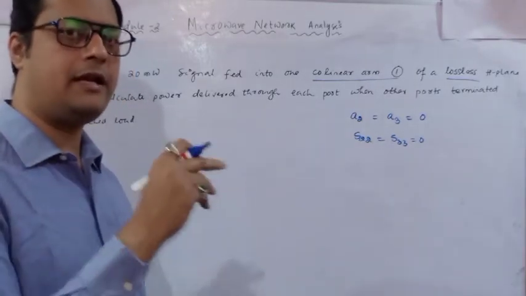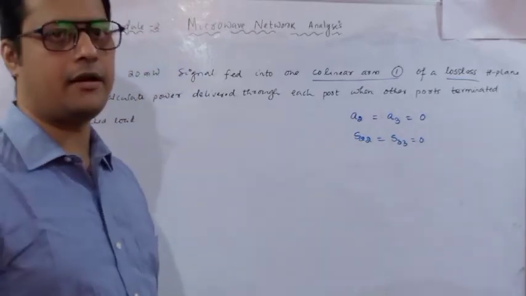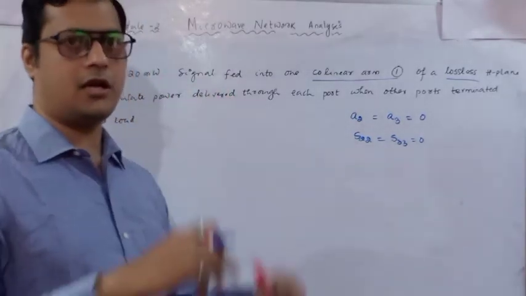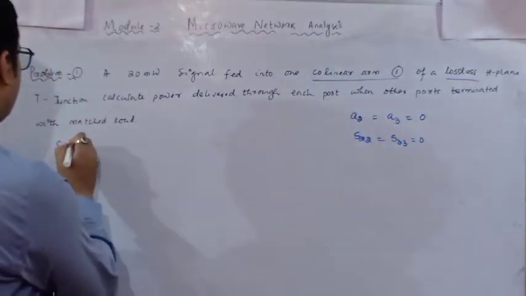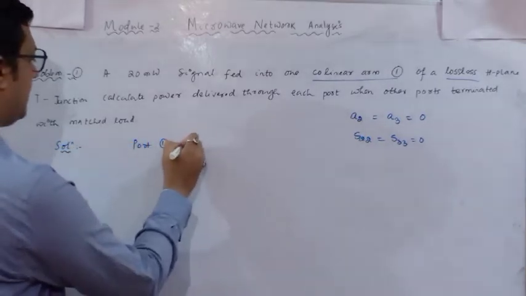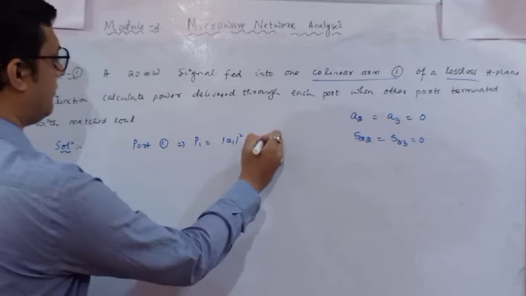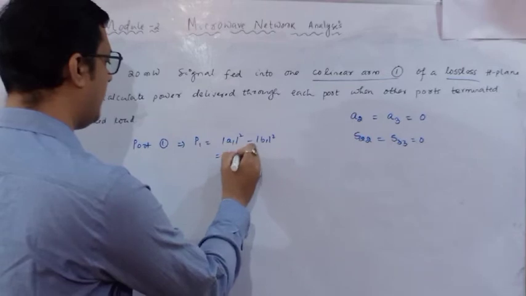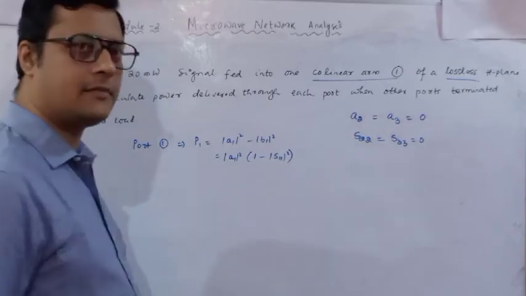So now it will have a relation with respect to port 2 and port 3. First of all, I have to identify what is the power available in port 1, because we are feeding 20 milliwatt, but how much power it is going to deliver, that we have to identify. For that, we have the relation for port 1 power, I can write P1, which is equal to incident minus reflection, like this: mod A1 square times 1 minus S11 whole square.